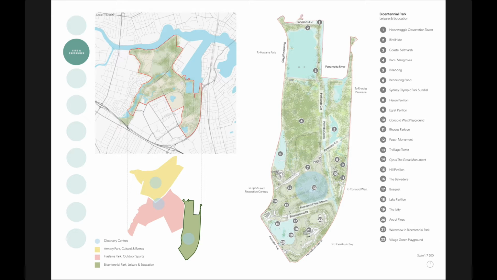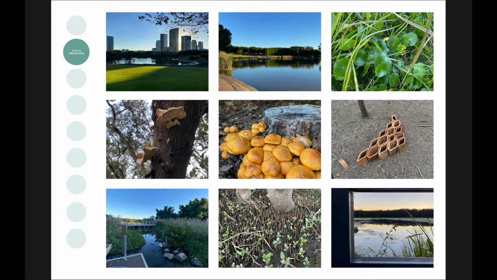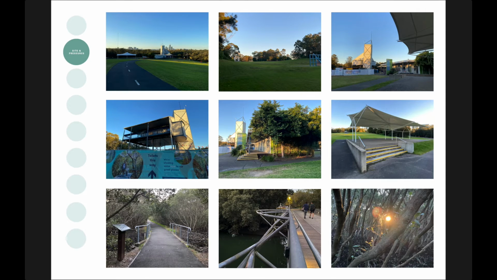The site has three main sectors: Armoury Park, Haslam's Park, and Bicentennial Park. The proposed Discovery Centre will be located within Bicentennial Park, as it has a strong connection to these vital ecosystems. Here are some photos from Bicentennial Park, different forms of inspiration from nature, and some photos of the existing Discovery Centre, which includes a small-scale building, elevated function hall, and two pavilion areas, with nearby bridges and walkways.